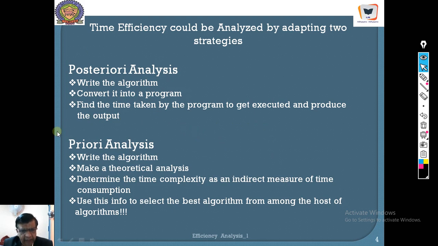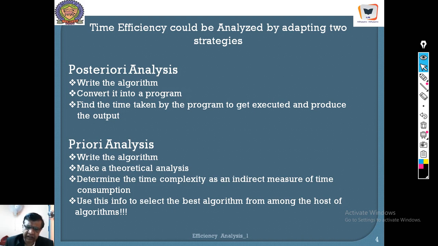It is always a priori analysis that will be done on an algorithm. The steps go like this. Write the algorithm. Make a theoretical analysis. Determine the time complexity as an indirect measure of time consumption. Use this information to select the best algorithm from among the host of algorithms. After all, we do efficiency analysis only to select the best among the algorithms which have been written in order to solve the same problem.